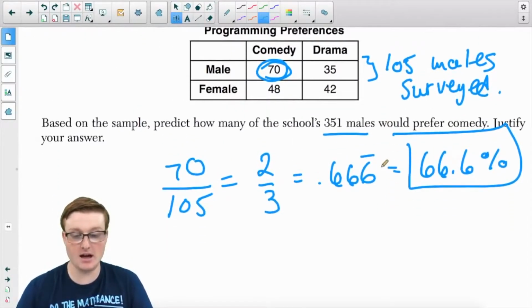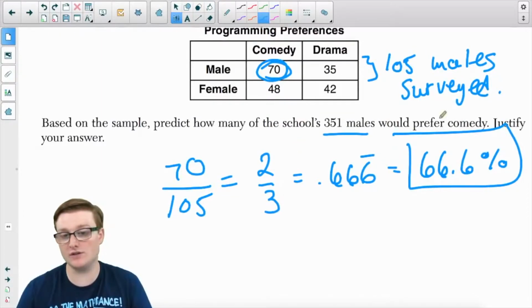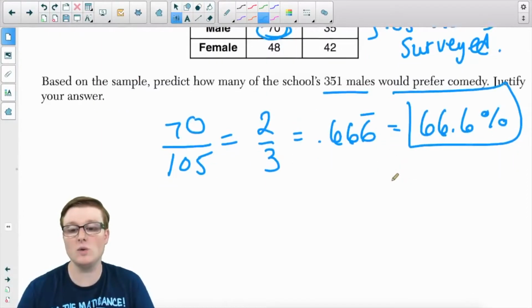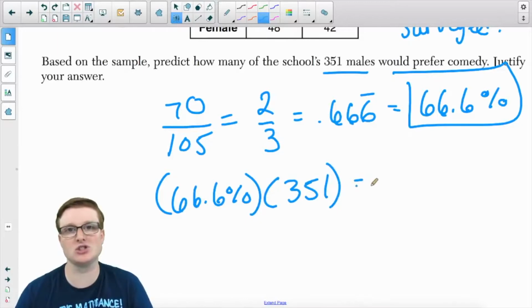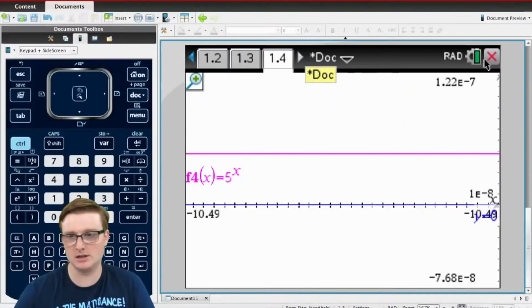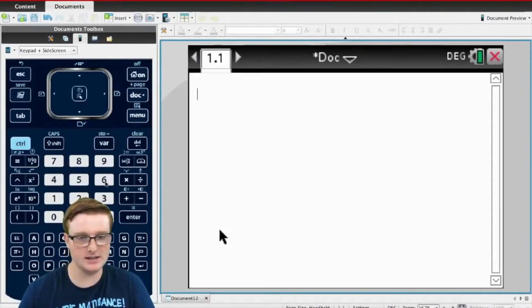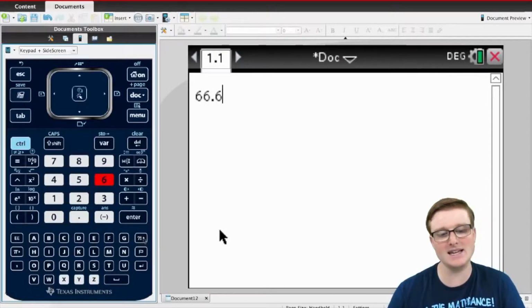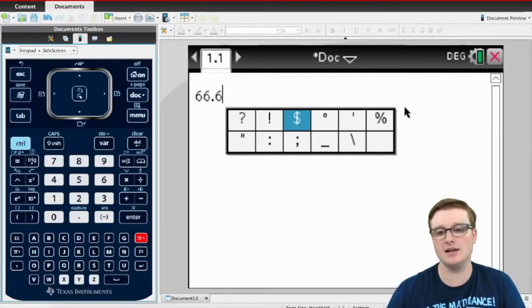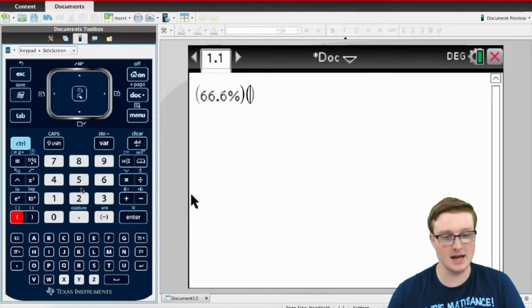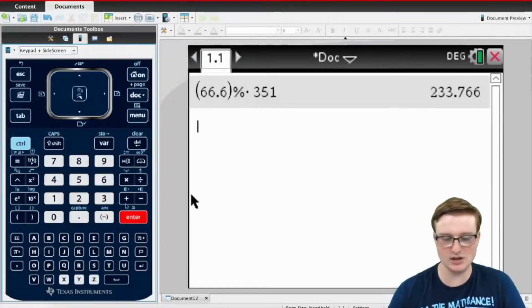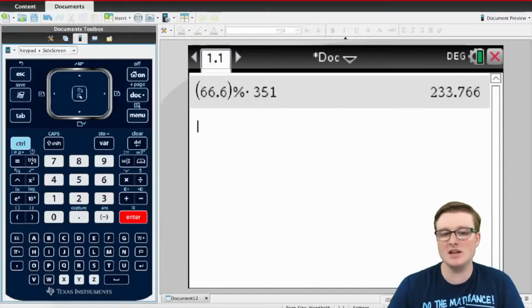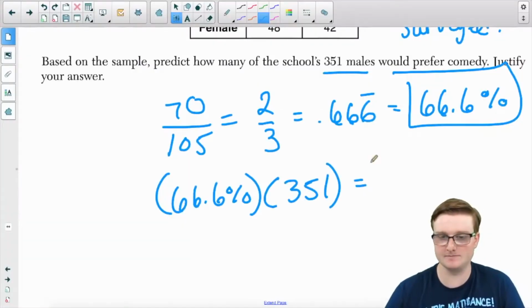Now, they're saying how many of the school's 351 males would prefer comedy. So we need to take 66.6%, and you're going to multiply it by the 351 males in the whole school. Well, if you take that number and you go here, so 66.6%. By the way, the percent key is in the question mark, and you could click percent, times 351, and you get 233.7, so that's approximately equal to 234 people.